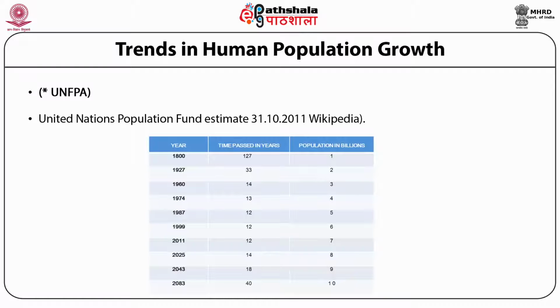the human population. As you can see, up to 2011, the population increase has already occurred up to 7 billion, and the predicted values for 2025 are 8 billion people, 2043 9 billion people, and 2083 10 billion people.